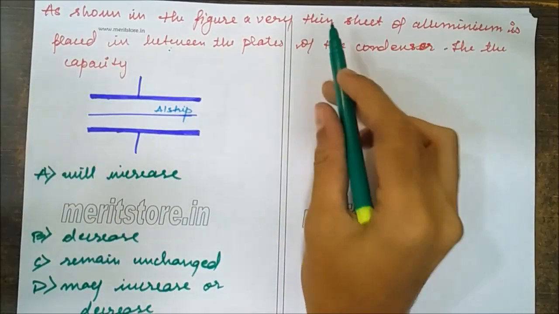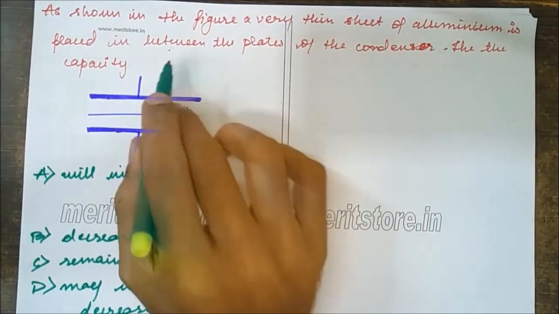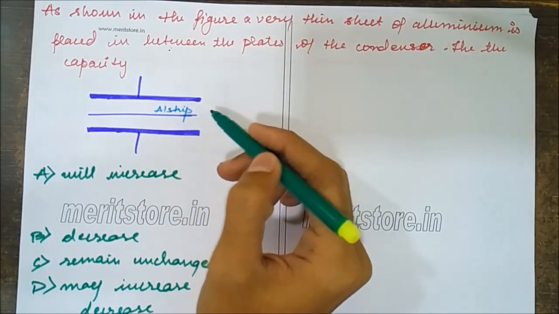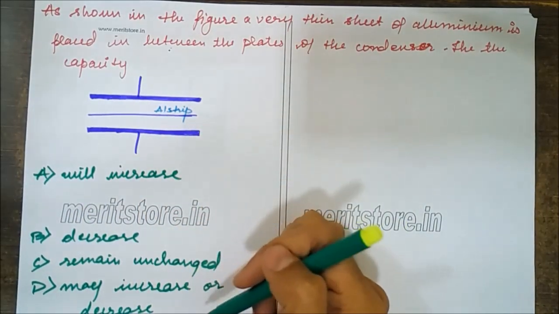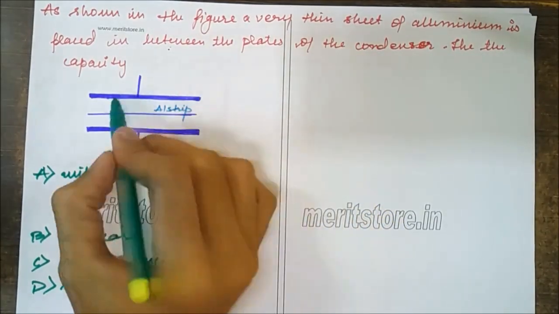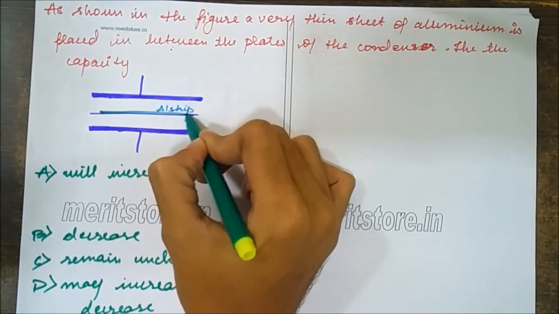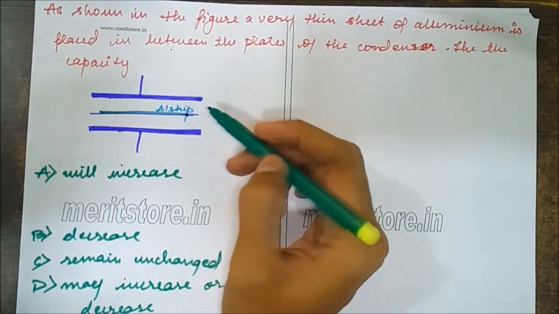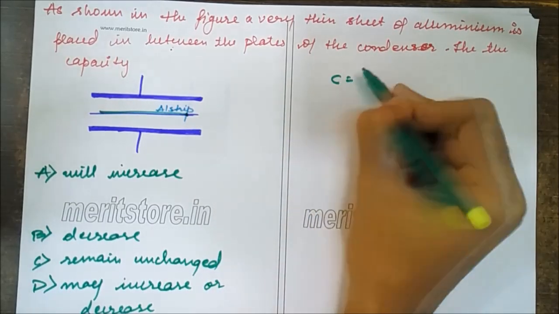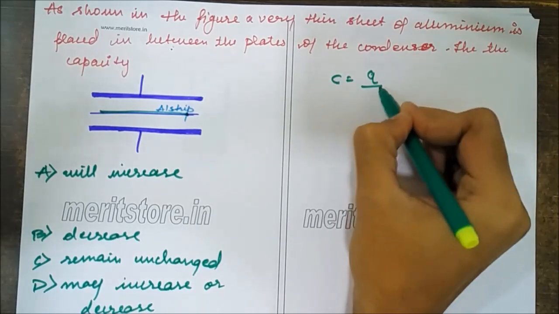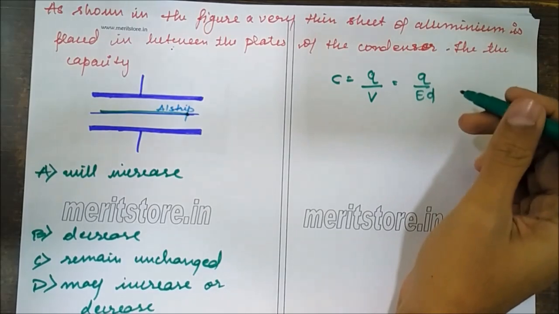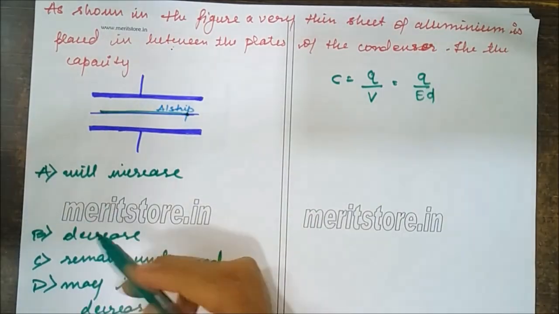As shown in the figure, a very thin sheet of aluminum is placed in between the plates of a capacitor. So will the capacity increase, decrease, remain unchanged, or may it increase or decrease? This is an aluminum sheet kept inside a condenser. Being a metal, it will not affect the capacitance, as the capacitance is equal to Q upon V, that is Q upon E into D. So this won't increase or decrease, it will remain unchanged.